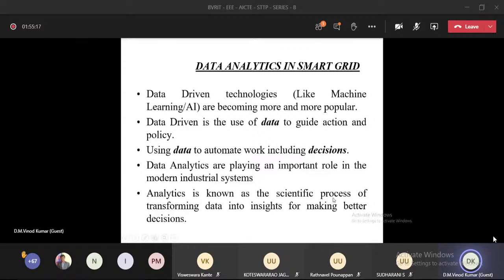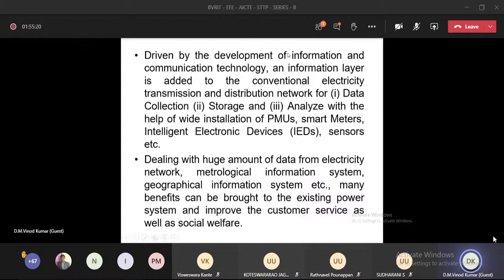And one more thing: this is driven by the development of information and communication technology, because without it, information and communication technology plays a vital role. An information layer is added to the conventional electricity transmission and distribution network for data collection, storage, and analysis with the help of wide installation of PMUs, smart meters, IEDs, intelligent electronic devices, sensors, etc. Therefore, we can get the data from several sources. And as I was mentioning from the beginning, in the case of neural networks, data for training and testing is needed.